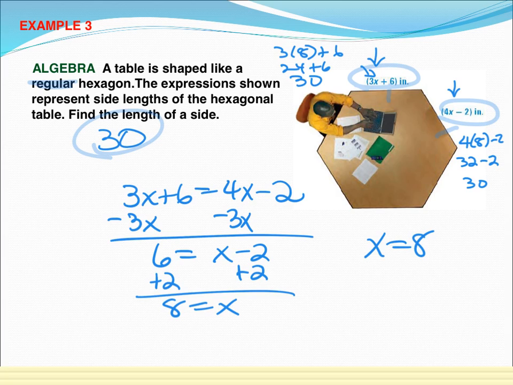So on the test, make sure that you've memorized all of those polygon names. Understand what it means to be concave and convex. Understand when it's equilateral, equiangular, or regular. So make sure you understand all the vocab terms here.